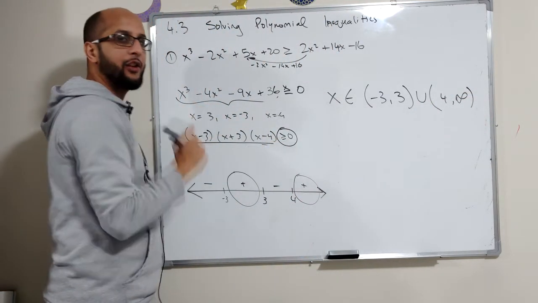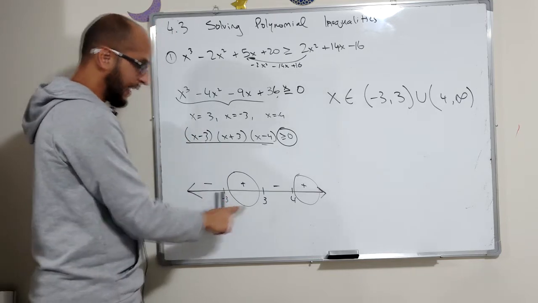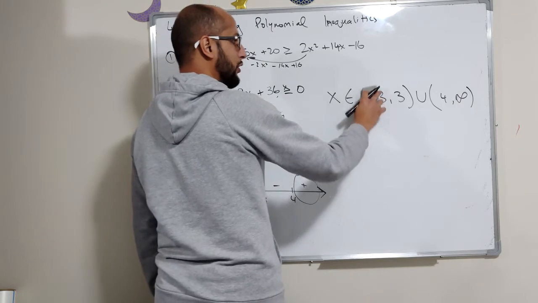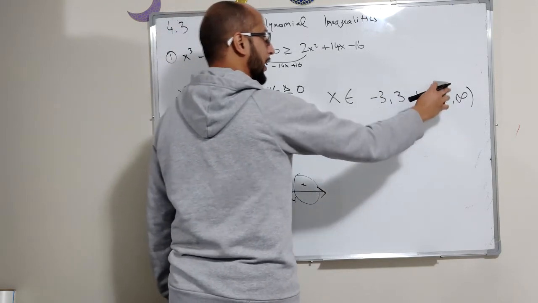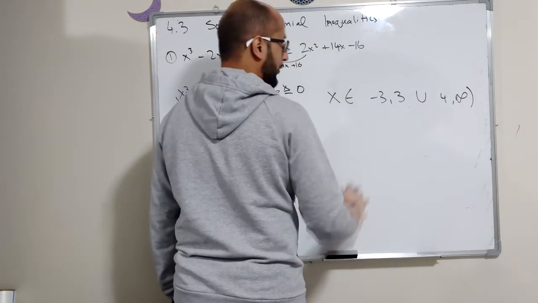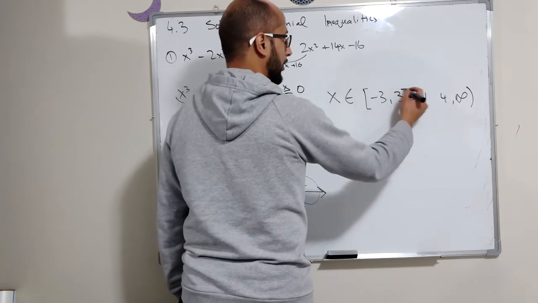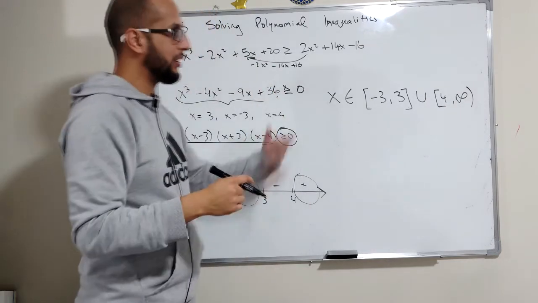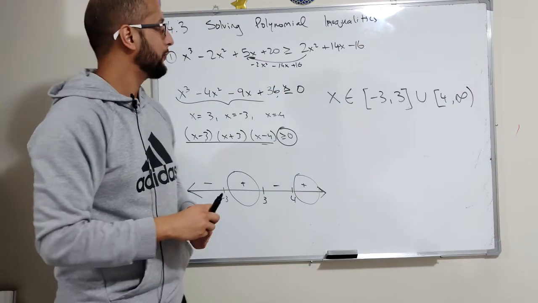Because this has greater than or equal to, I know that the x-intercepts are also part of the solution. So instead of using circle brackets, I have to use square brackets wherever there are x-intercepts involved. The infinity still has a circle bracket because it can never actually equal infinity.